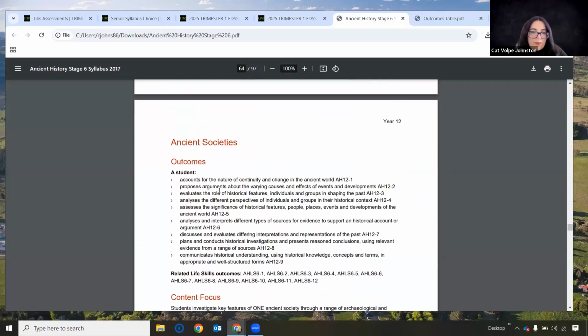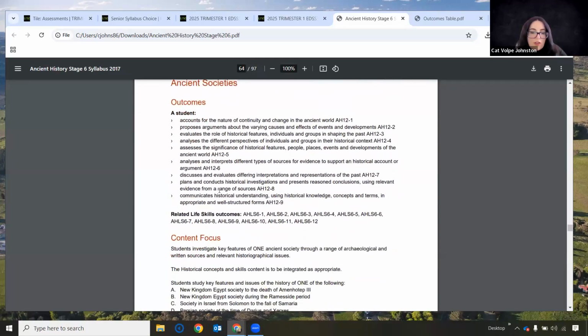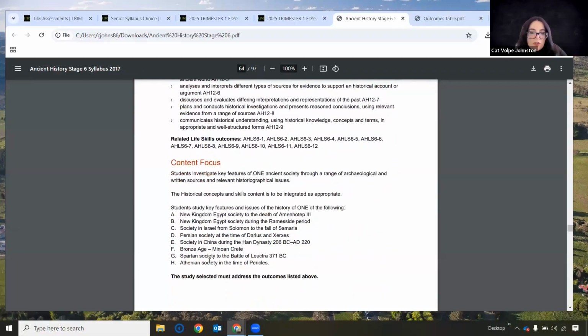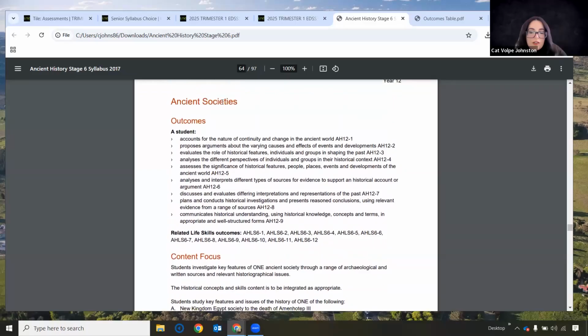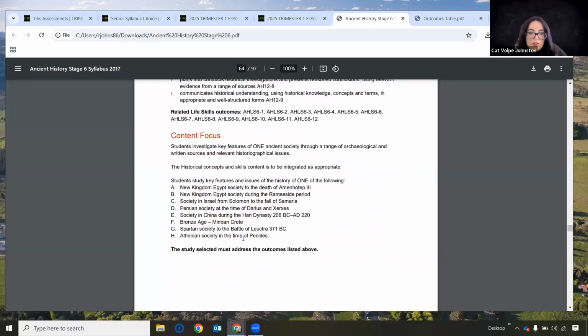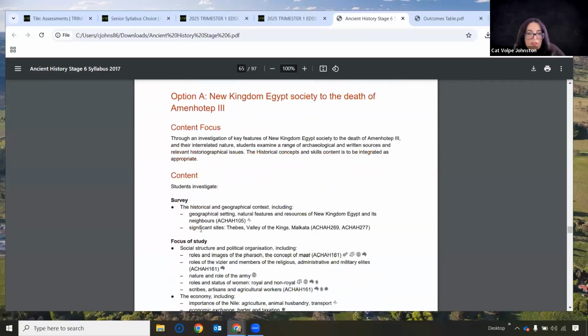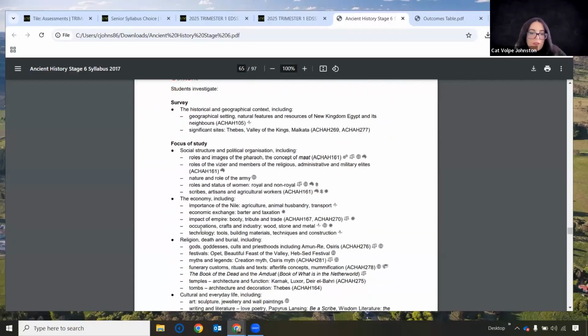Now, ancient society, this is the first one. These are the options that you can choose from. All these outcomes here are relevant to any of these choices that you make. So it doesn't matter which one you choose, you are going to be addressing these outcomes. So just remember that listed at the top there.